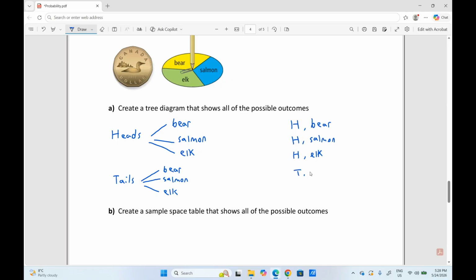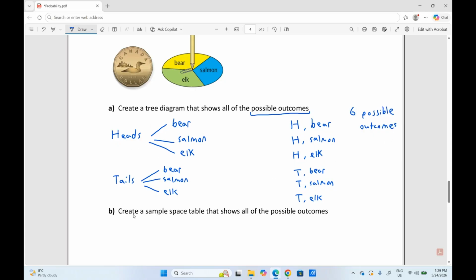I flip tails, I spin and then I get bear. I flip tails, I spin and then I get salmon. And then I flip tails and I spin and I get elk for my spinner. That means for my total possible outcomes, I have 6 possible outcomes. And I'm just using a diagram to show it.